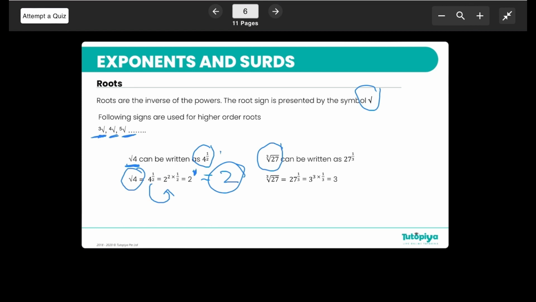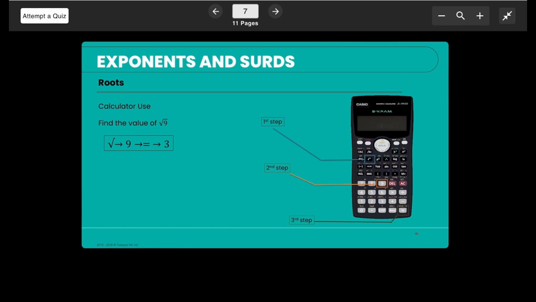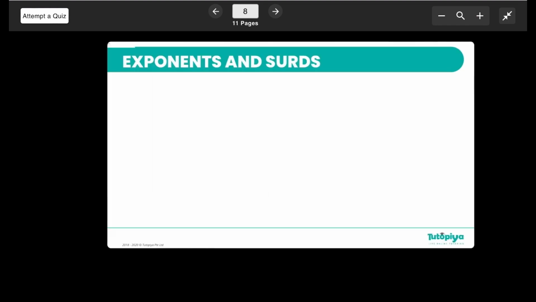Similarly, cube root of 27 can be written as 27 to the power of 1/3. If it's a square root, it is half. If it is a cube root, it is power of 1/3. And the same way, I can simplify this, so I can convert my 27 as 3 cubed, and then using the power multiplication, I can bring this down to 3 to the power of 1, which is simply 3. Again, I can use the calculator square root option to calculate any types of root powers using my calculator.